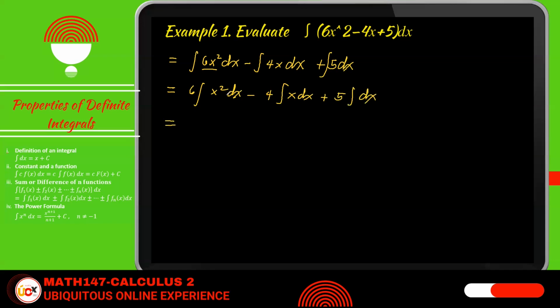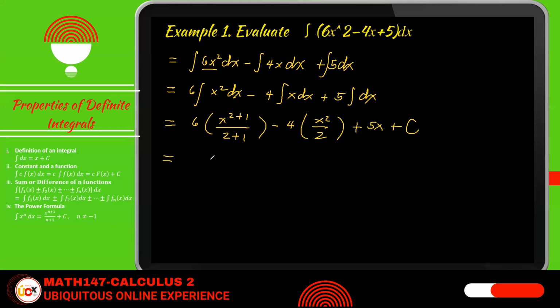And because this x squared dx is of the form of formula number 4, which is the power formula, to evaluate this you increase the exponent by 1 over the exponent plus 1. So you have x raised to 2, you increase this by 1, so you have 2 plus 1 over 2 plus 1. Minus 4 times the integral of x dx is x squared over 2, plus 5 times the integral of dx is x plus the constant c.